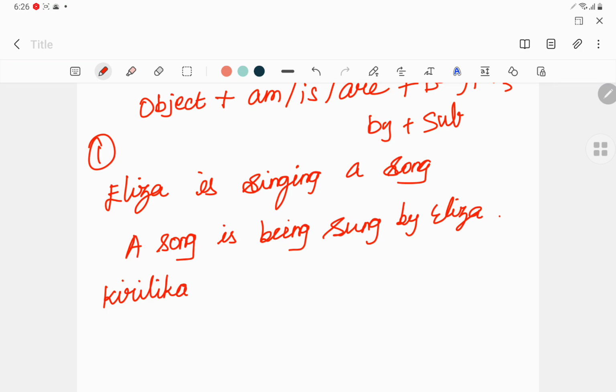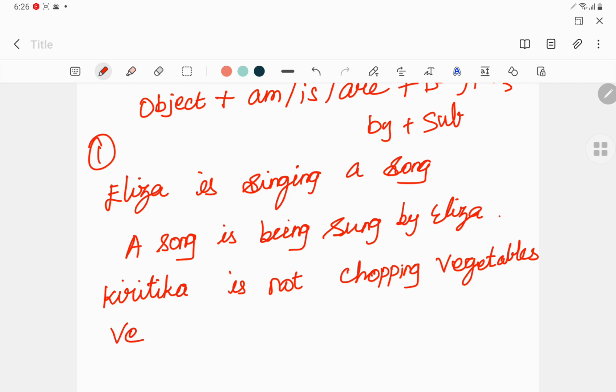Kritika is not chopping vegetables. So Kritika is the subject, not chopping is the verb, vegetables is the object. Now vegetables is in the subject. Vegetables are, because vegetables are plural.